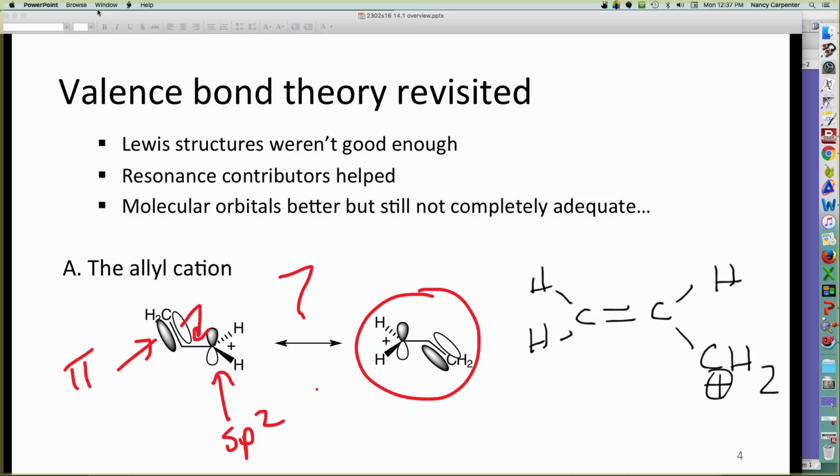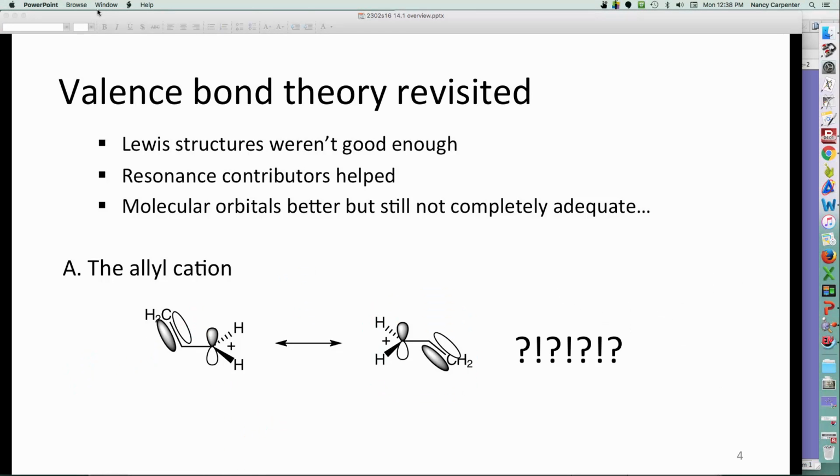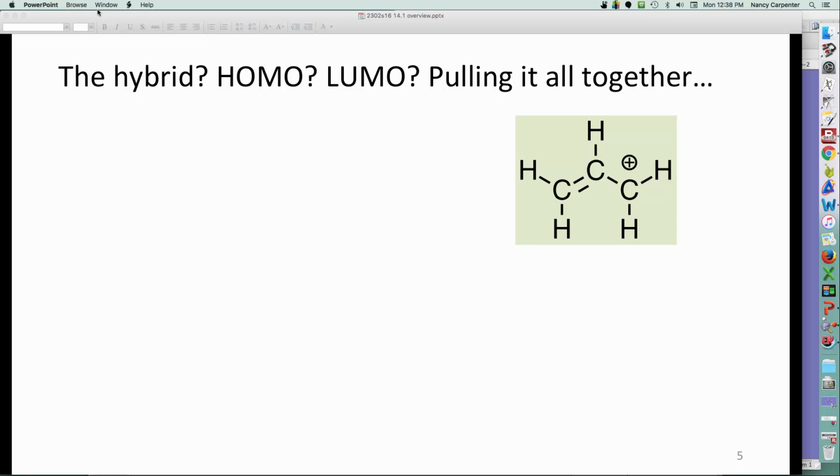But how frustrating. What does this thing really look like in terms of molecular orbitals? Like, it can't be flipping back and forth like that. So what does the hybrid look like in terms of molecular orbitals? What's the highest occupied molecular orbital for this thing? We know that's how reactions take place. What's the LUMO for this thing? We're going to pull it all together by constructing a molecular orbital energy diagram as shown.